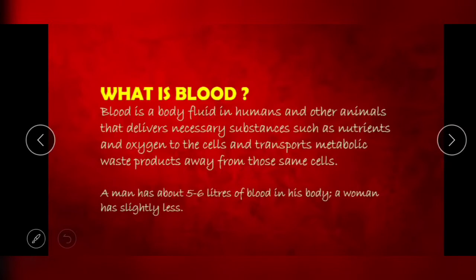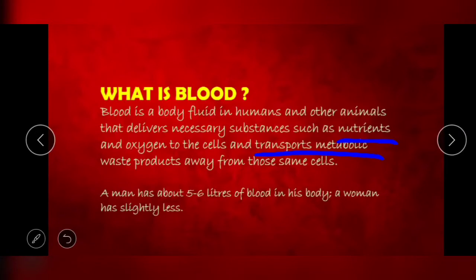it delivers necessary substances like nutrients and oxygen to the cells, and also transports the metabolic waste. Means after reaction we get some waste as well as some useful products. These useful products are transported to all the cells for their functioning. Then the waste products are not essential, so as we throw the garbage out from the house every day, in the same way the waste products after a reaction are taken away from those cells.